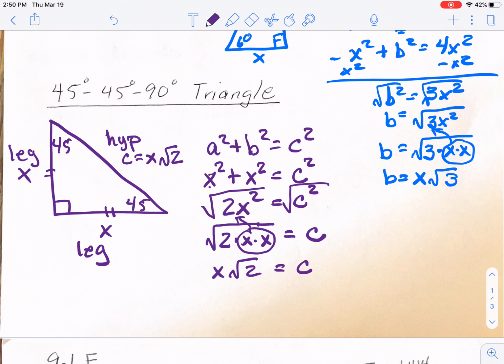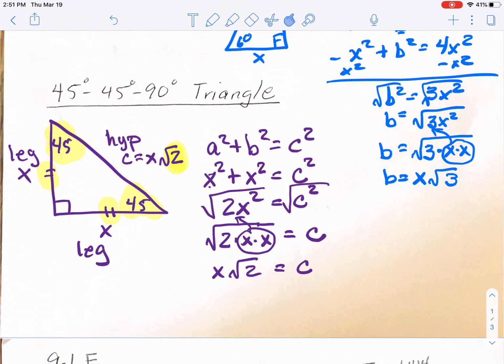Now, this is my silly way of remembering that the square root of 2 goes with the 45, 45, 90. It's just silly, but see how you have two angles that are the same, two sides that are the same, and that's when the square root of 2 comes in. So that's how I remember that square root of 2 is part of that problem.